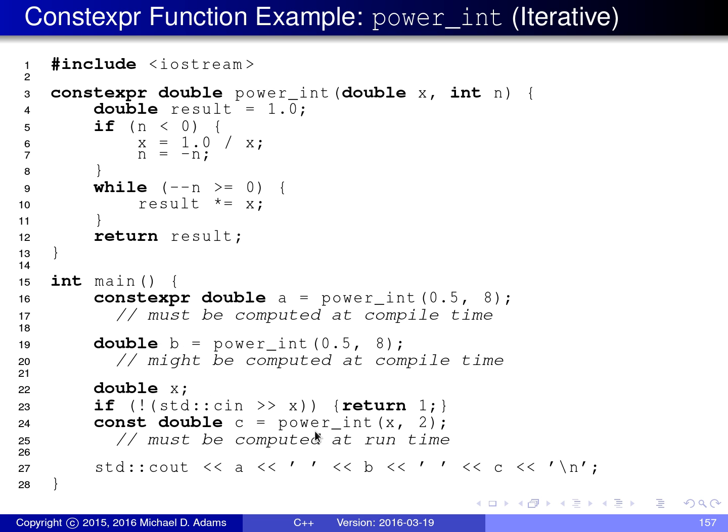And then the last place where power int is called in the main function is this line here, where we're invoking power int with the arguments x and 2. Now clearly x is not a constant expression, therefore the arguments of power int are not all constant expressions here, therefore the compiler cannot evaluate power int at compile time in this case. So this evaluation of power int is absolutely guaranteed to take place at runtime.